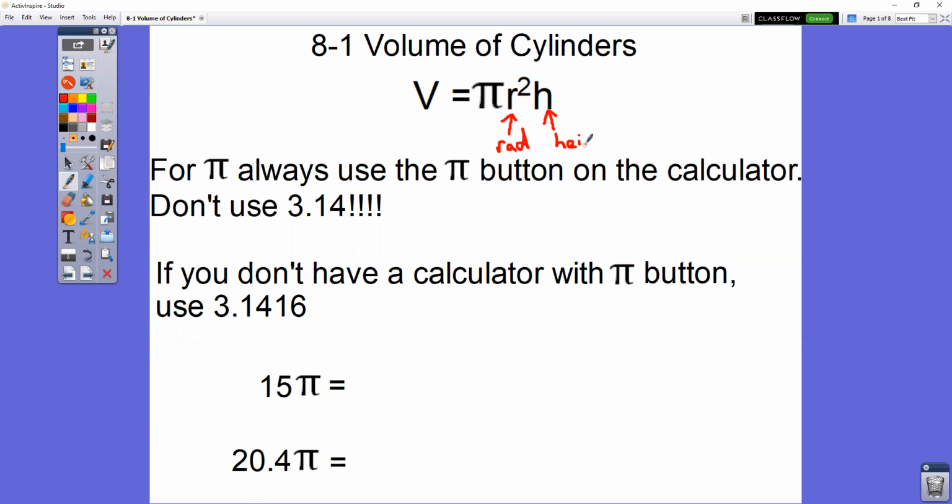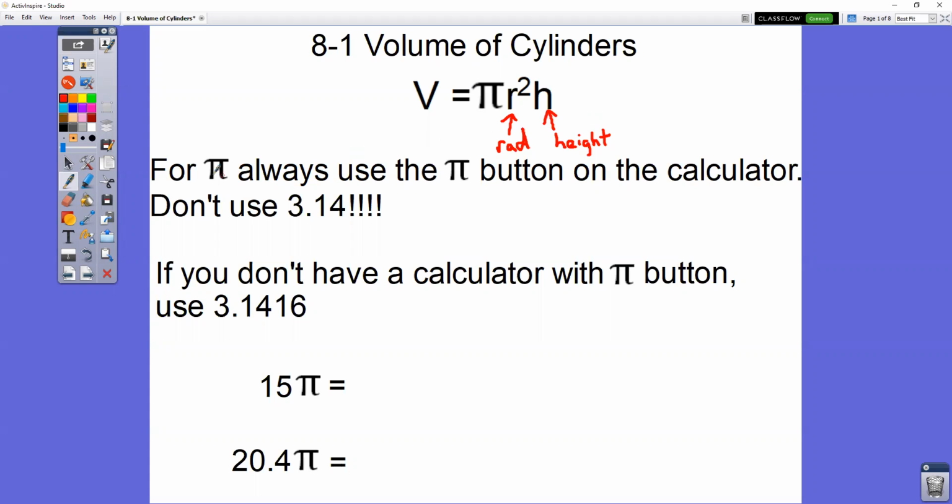Now, what the heck is a cylinder? A cylinder is a can. Think about a can of corn, a soda can, a can of tuna fish, all right? Any type of cylindrical can like that that has a circle at the top, a circle at the bottom, and then some sort of length to it.